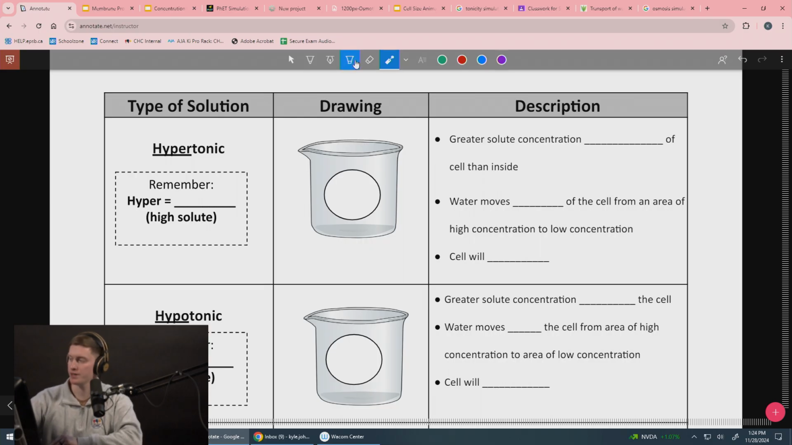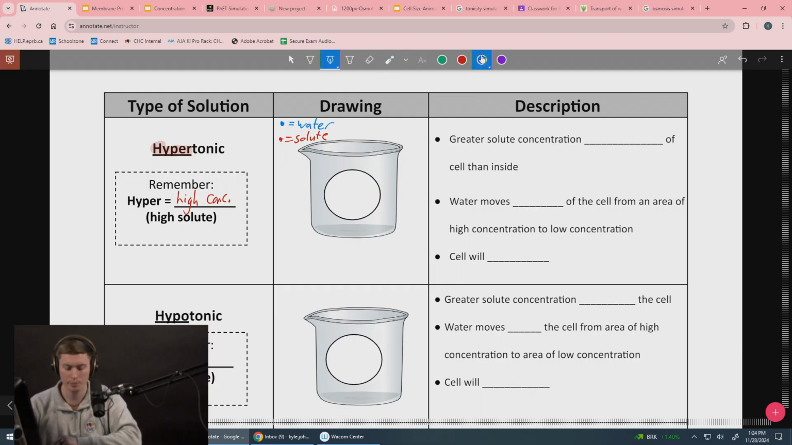A hypertonic solution, hyper means a high concentration. Hyper means a high concentration of solute. Here, we're describing the solution or the extracellular environment. I'm going to draw a picture here where my blue dots are going to represent my water and my red dots are going to represent my solute. This circle on the inside is my cell.